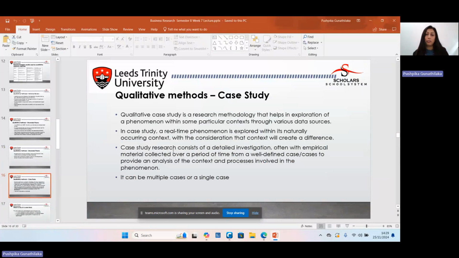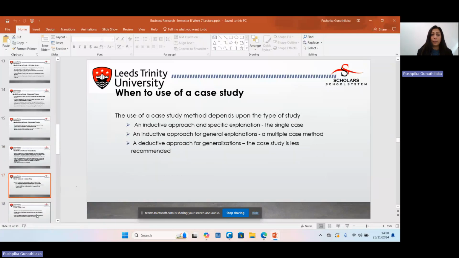And there is another interesting method, which is case study. When it comes to case study, you find a context for your research. In case study, a real-time phenomenon is explored within its naturally occurring context. So in the natural context, you are trying to understand some idea, phenomenon. In the real situation, you're trying to study something, you're trying to explore something. So this can be a single case, this can be multiple cases. There are different types of case studies.